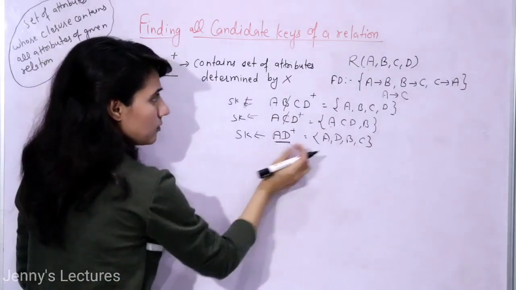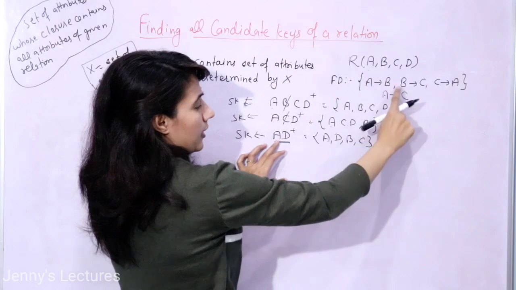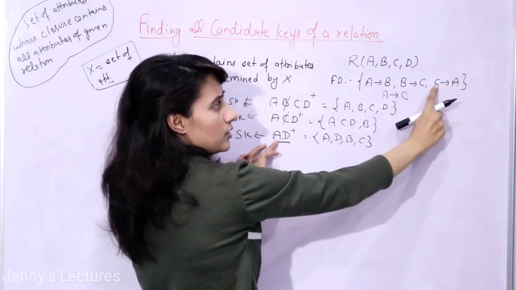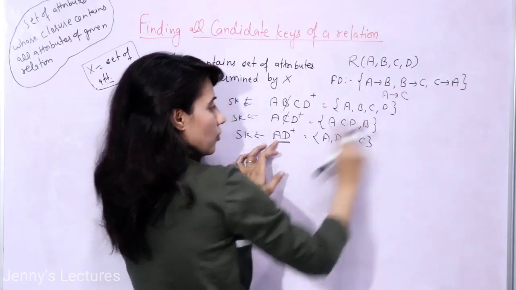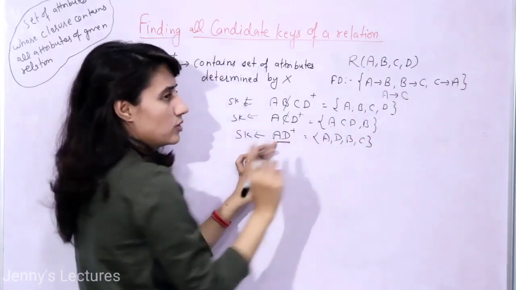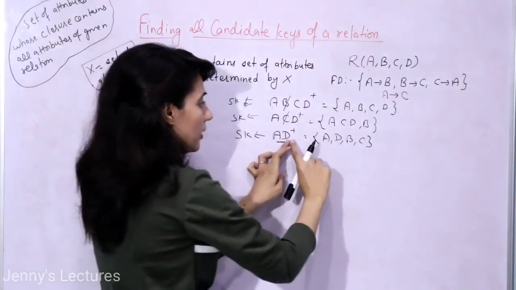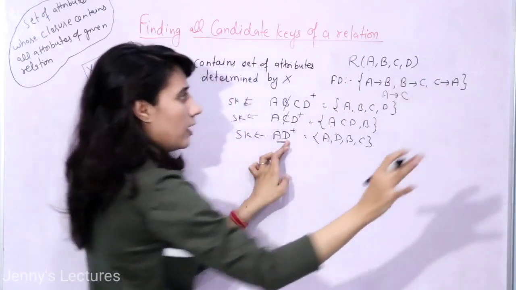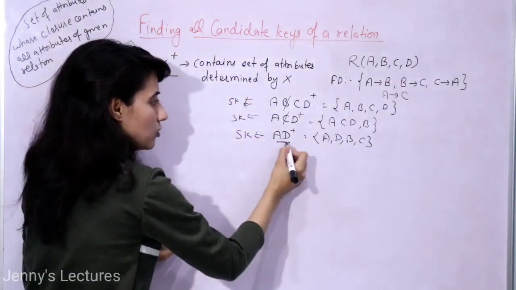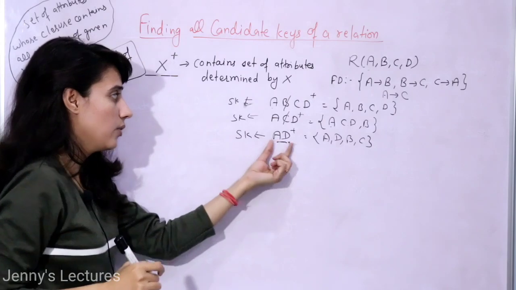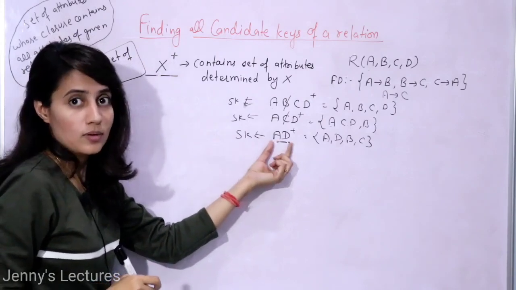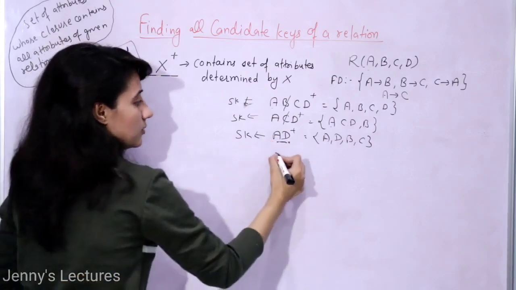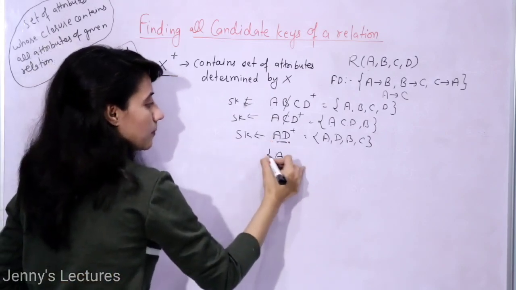See now. I cannot discard A because I can determine A with the help of C. C will determine A. So for discarding A you need C, but you don't have C. So we cannot discard A. Can you discard D? Can you determine D with any attribute? No, I can't determine it. So now this is a super key. We cannot discard any more attributes. Now check the proper subsets of AD. Only 2 proper subsets are there, A and D.